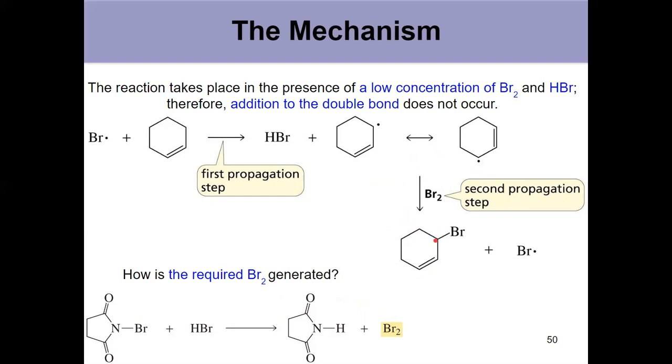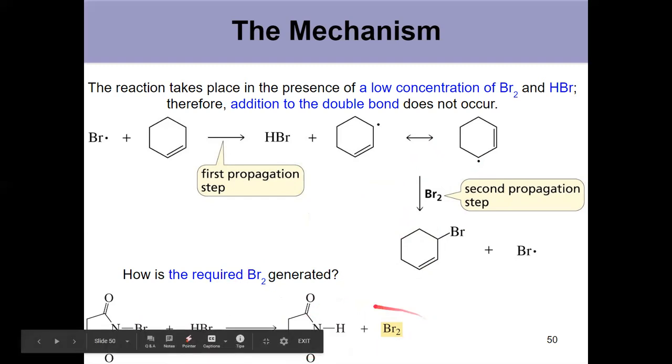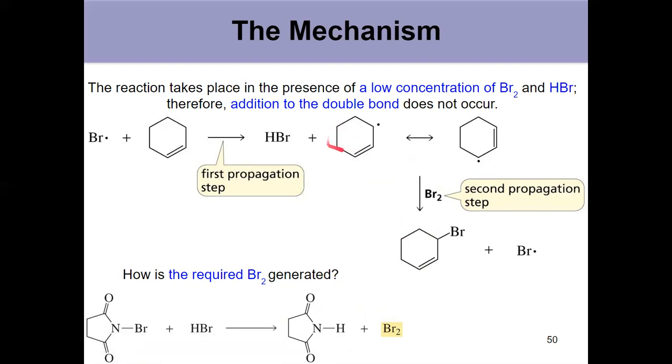Okay. So know NBS and know how it works. This down here is new, this up top is not. You know bromine radicals, you can predict the propagation knowing the allyl position is preferred.